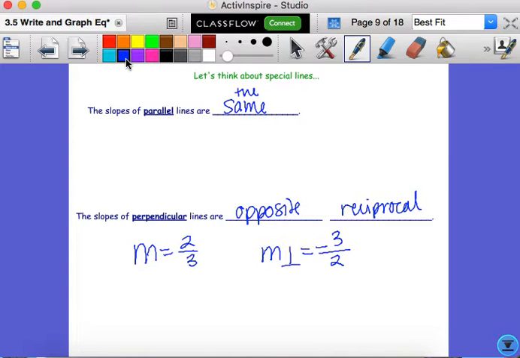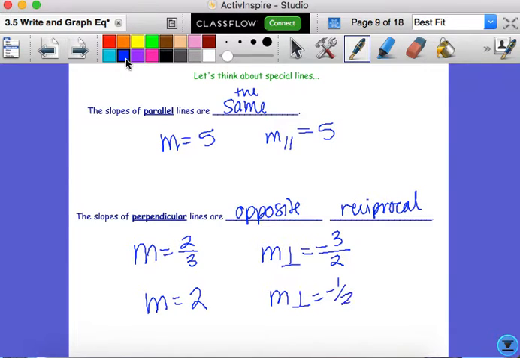Now, since we've introduced the symbol for perpendicular, let's introduce the symbol for parallel as well. So with parallel, it kind of looks like an 11 as a subscript. So the parallel slope would be exactly the same. Also keep in mind, if you have a slope that is a whole number, we can think of any whole number as over 1. So the perpendicular slope there would be -1/2.